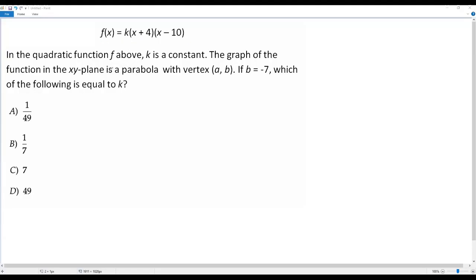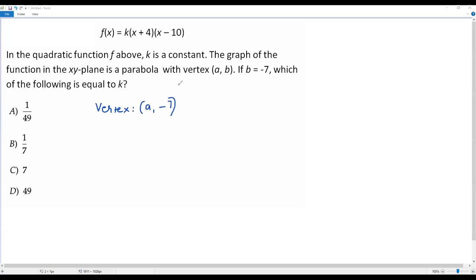The graph of the function in the xy-plane is a parabola with vertex (a, b). If b equals -7, which of the following is equal to k? Okay, here we have the vertex of the parabola. The x-coordinate of the vertex is a, the y-coordinate of the vertex is b, and b equals -7. Then the vertex will be (a, -7). That is, we can plug in -7 for b over here.